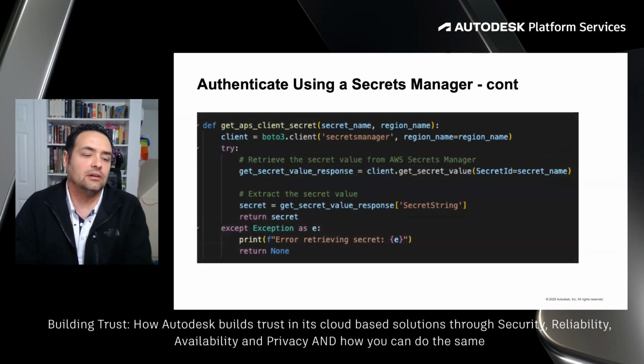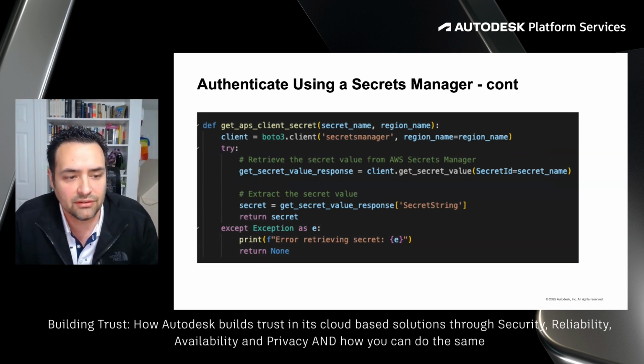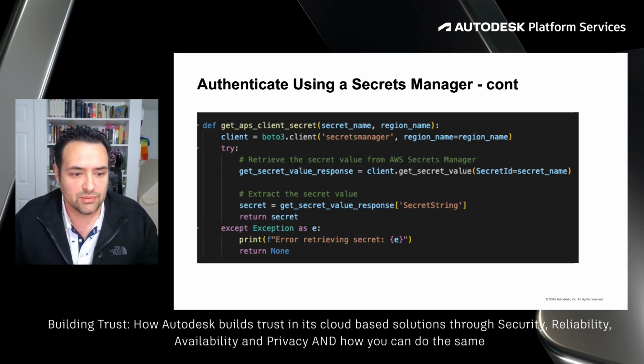Here we have the definition of our getAPSClientSecret. It uses Boto3. Boto3 is a Python library for interfacing with AWS services. And you can see here, it takes our secret name string. It goes out to AWS Secrets Manager and pulls it and returns it as a response.